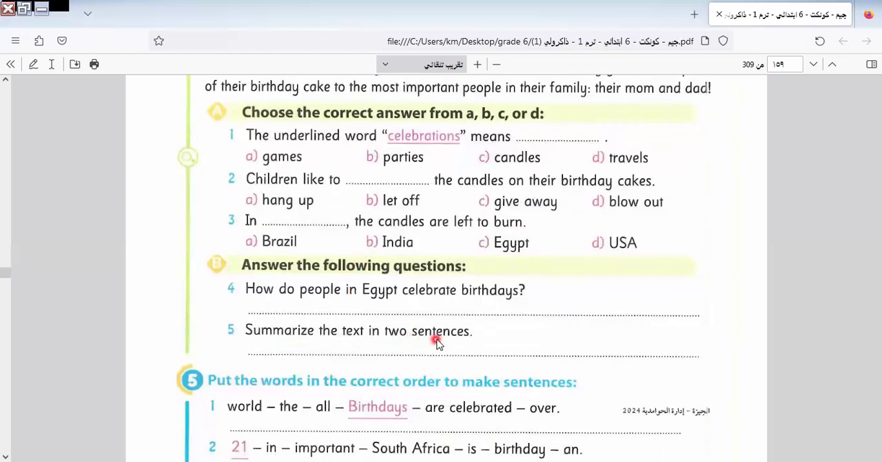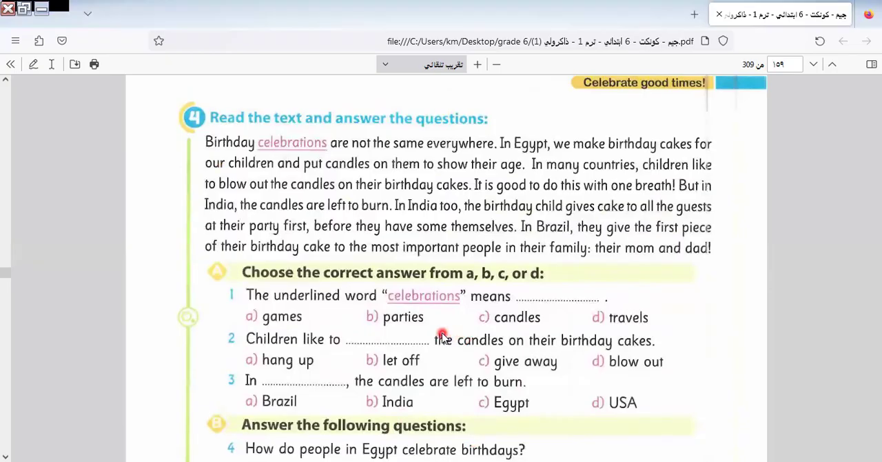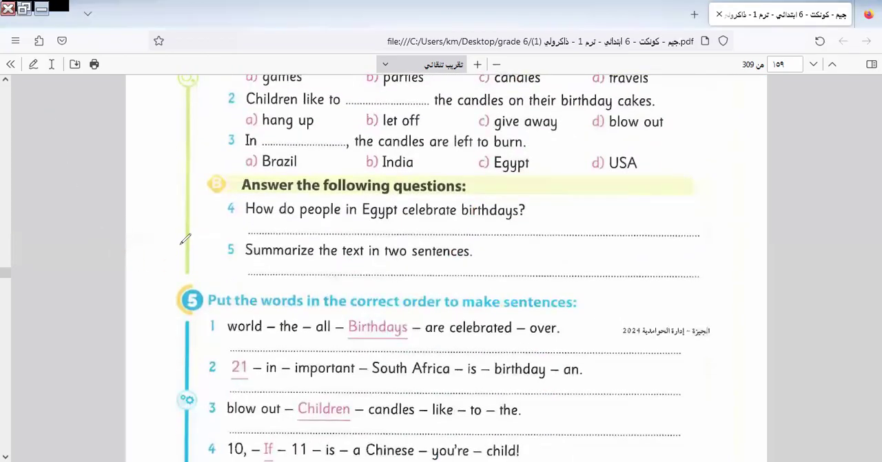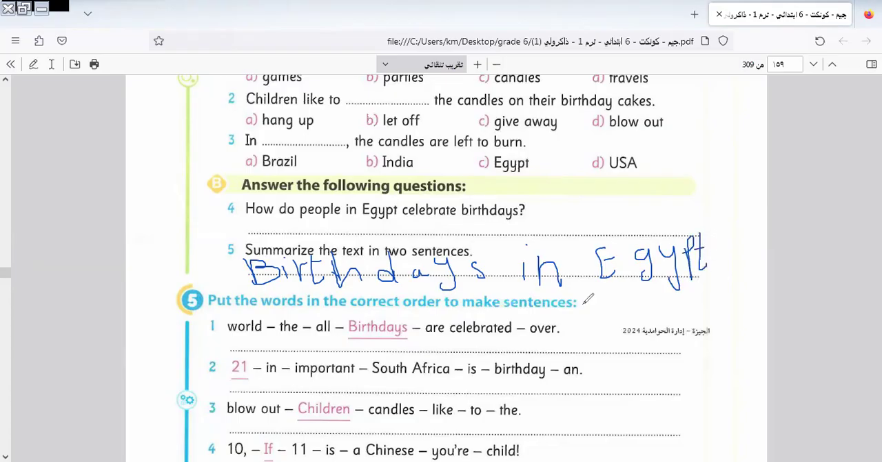Let's summarize the text of the first two sentences. I will write it as it is: birthday celebrations in Egypt, or birthdays in Egypt. Birthdays in Egypt. I can say this. I make a short sentence. Birthdays in Egypt. Okay. Let's go to another one.